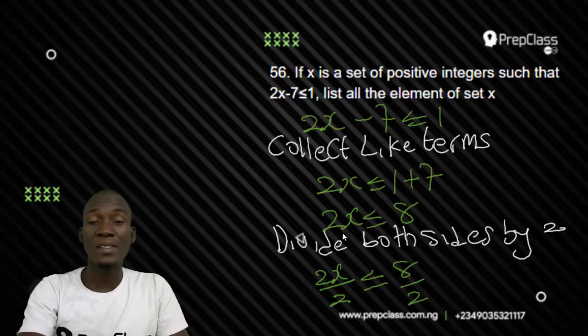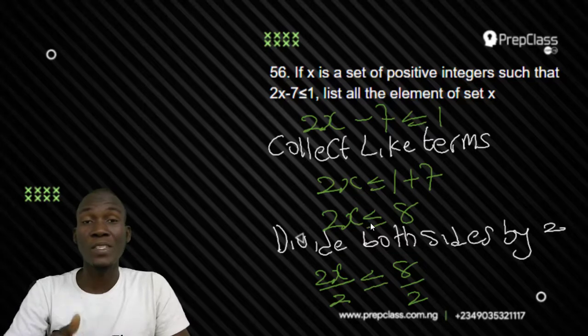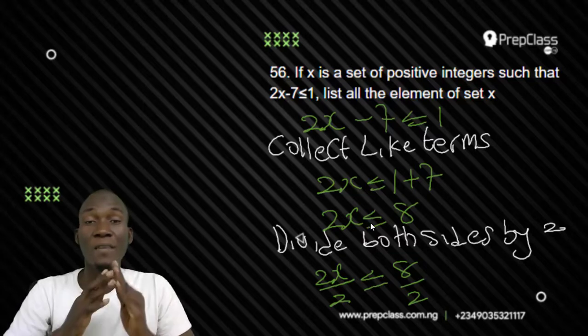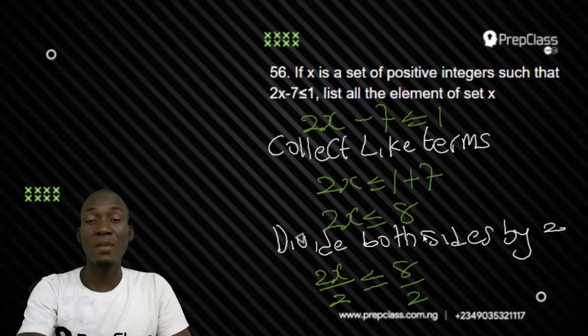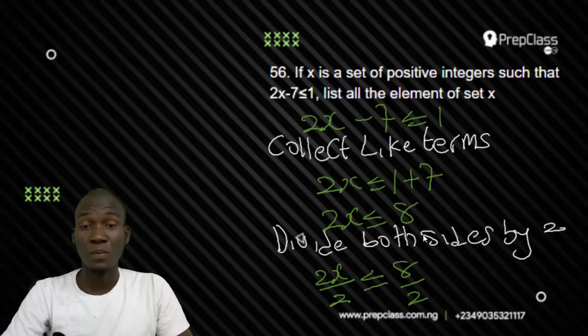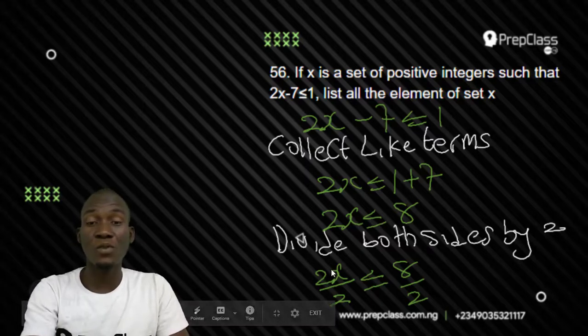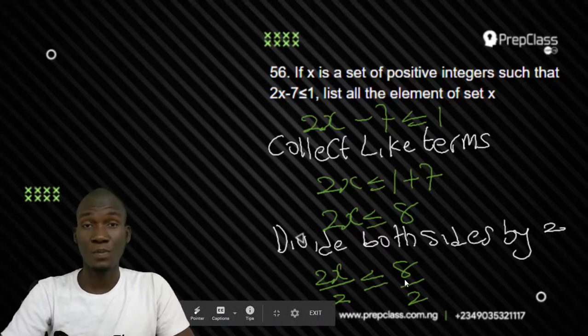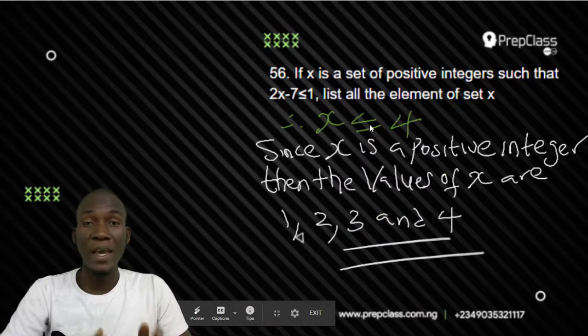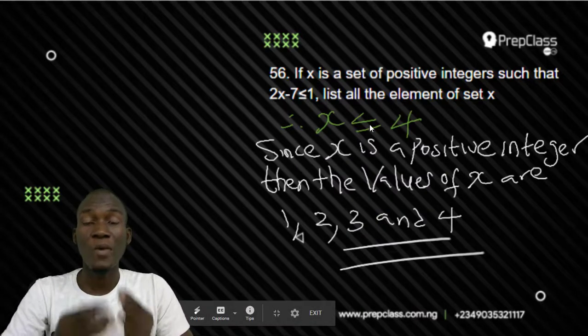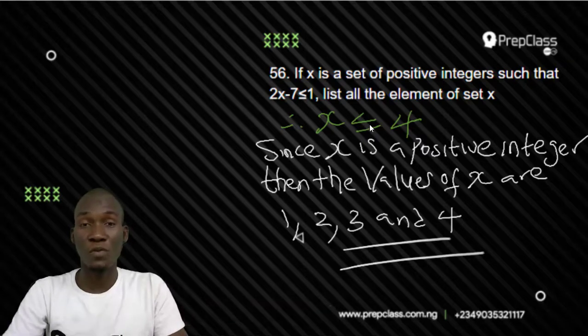Now we have 2x less than or equals to 1 plus 7 is giving us 8. So we have 2x less than or equals to 8. Now the next thing is to divide both sides by 2. Now if we divide both sides by 2, we have 2x divided by 2 less than or equals to 8 divided by 2. Now this will give us x less than or equals to 8 divided by 2 is 4. Now we have x less than or equals to 4.